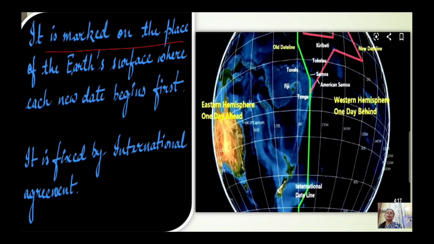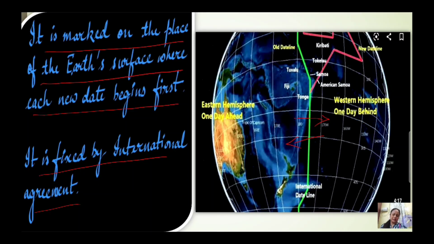It is marked on the places on the earth's surface where each new date begins. So when this line is crossed, a new date starts. It is fixed by international agreement, which means the whole world follows this line and accepts its significance.